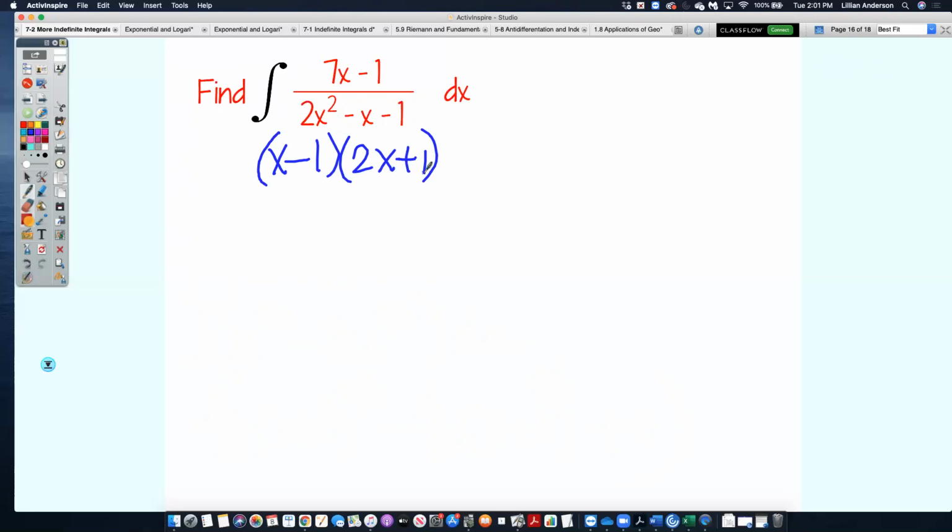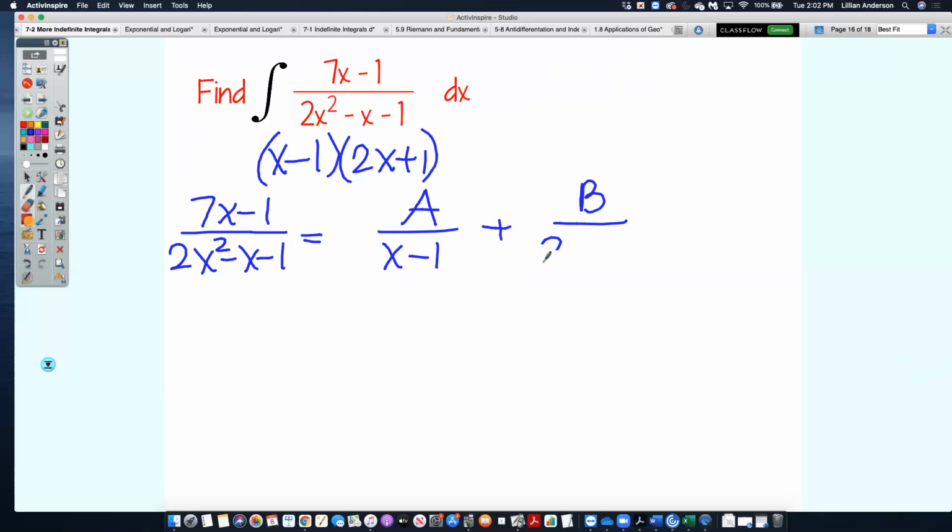Very good. So essentially, 7x minus 1 over 2x squared minus x minus 1 can be written as some number over x minus 1 plus another number over 2x plus 1. Your goal is to figure out what those two numbers are. We did this towards the beginning of last year, first semester, when we were going over rational functions. So I know y'all probably rusty. So this part right here is a review of rational functions, and then we'll apply the integration stuff with it, okay?